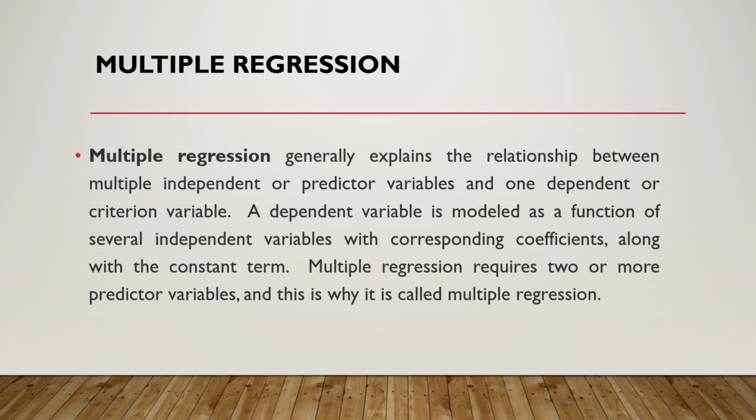Now, when we say multiple regression, it generally explains the relationship between the multiple independent or predictor variables and one dependent or criterion variable. The multiple independent or predictor variables are denoted by X variables, and the dependent or criterion variable is denoted by the variable y. So a dependent variable is modeled as a function of several independent variables with corresponding coefficients, along with the constant term. Multiple regression requires two or more predictor variables, and this is why it is called multiple regression.